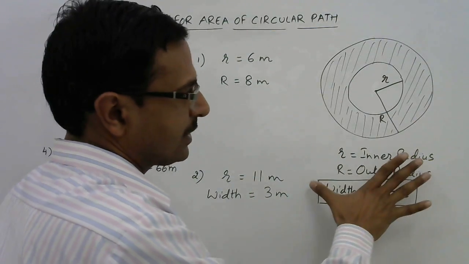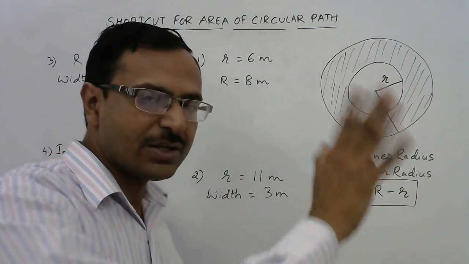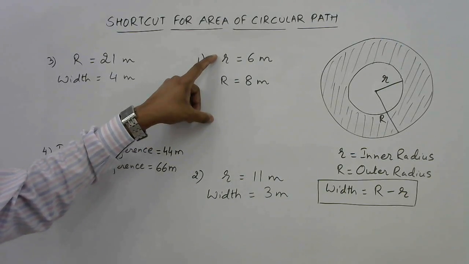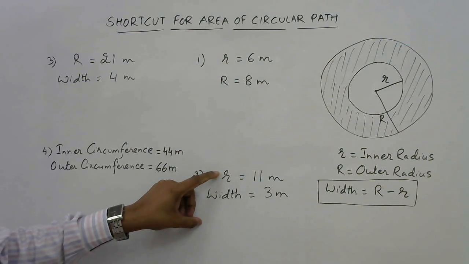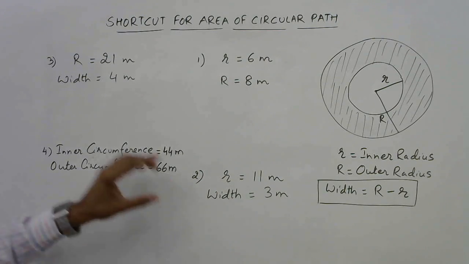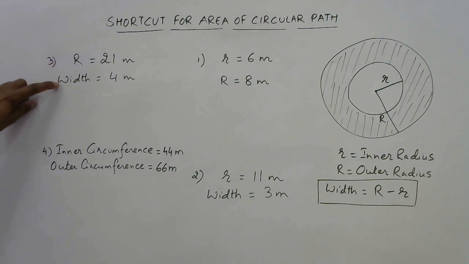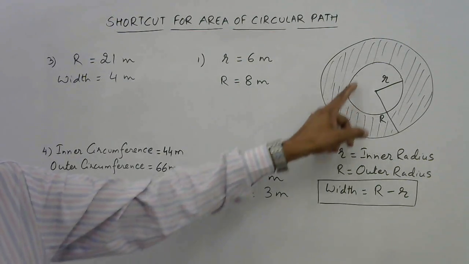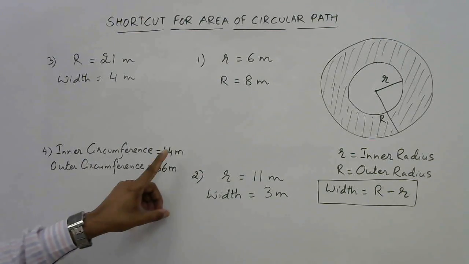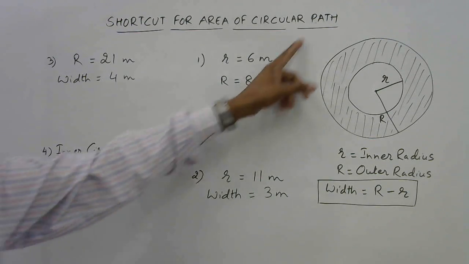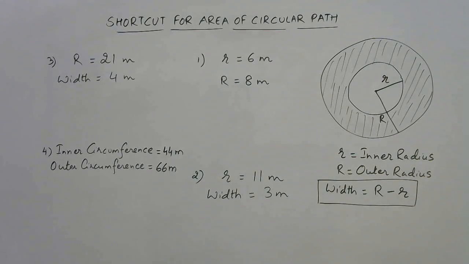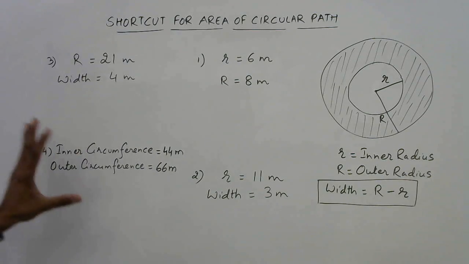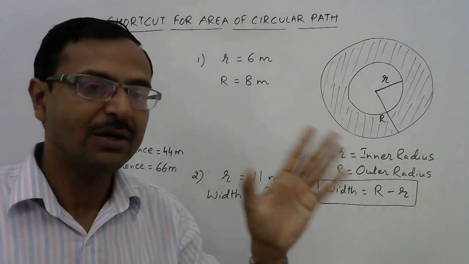Now after having known the concept, we need to find the area of this shaded region under four different conditions. Here we are given the two radii, the inner radius and the outer radius. In this we are given the inner radius and the width of the path. In this we are given the outer radius and the width of the path. And here we are given the circumference of the inner circle, 2 pi small r, that is 44, and the circumference of the larger circle, 2 pi capital R, which is given as 66. So in these four cases we need to find the area of this shaded region.